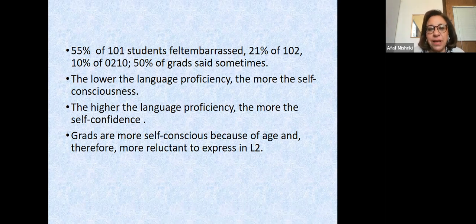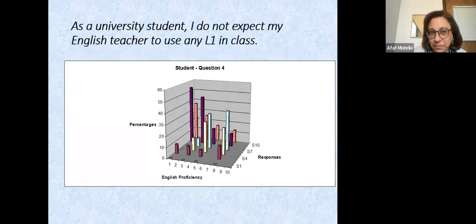to this item. Graduate students are more self-conscious because of age, and therefore sometimes they're more reluctant to express themselves in L2, especially if they're not very sure of some words or expressions or something like that. So as you see, 50% of the grads said sometimes they were not very sure that they are confident to express themselves in English in front of their teacher.